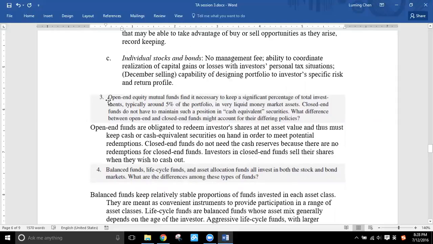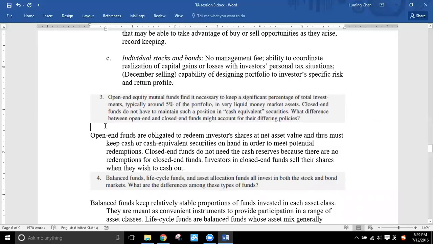Number 3, open-end equity mutual funds find it necessary to keep a significant percentage of total investment, typically around 5% of the portfolio, in very liquid money market assets. This is the best way to cope with redemption demand. You need to hold cash equivalent assets. Otherwise, when the redemption demand rises, that will be a disaster.